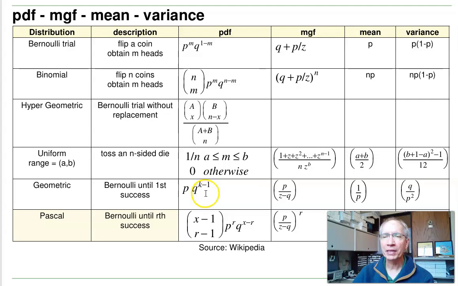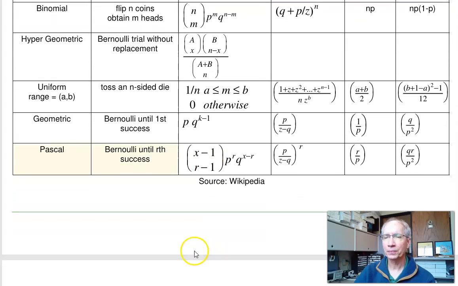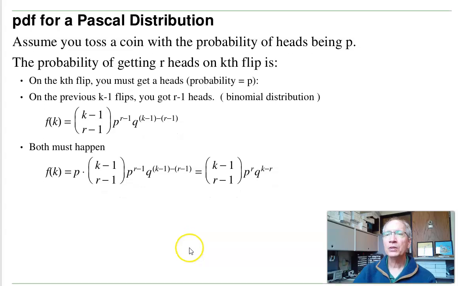Kind of what happens if I have to have, say, 3 successes. I have 2 successes in the previous R-1 trials, and the last trial has to be a success. So that's P to the R successes, Q to the X minus R, and if there's 3 successes, then the previous 2 successes could happen in any order, any spot, so that's X minus 1 choose R minus 1. So that's kind of the PDF for Pascal distribution.